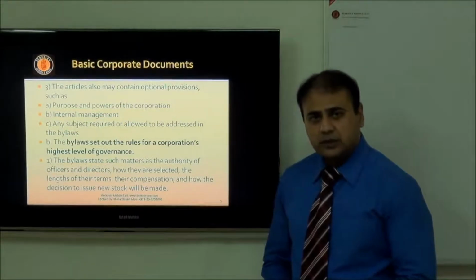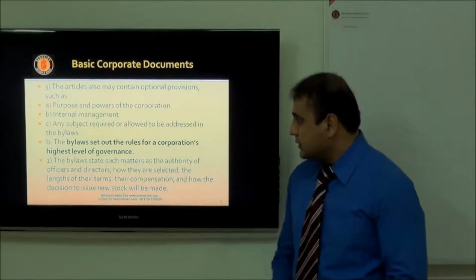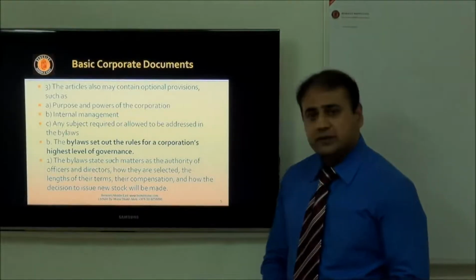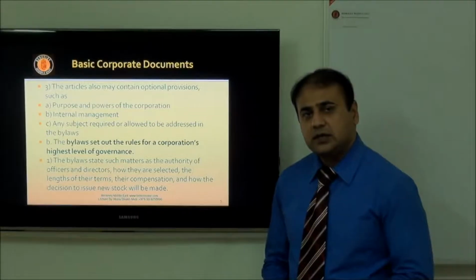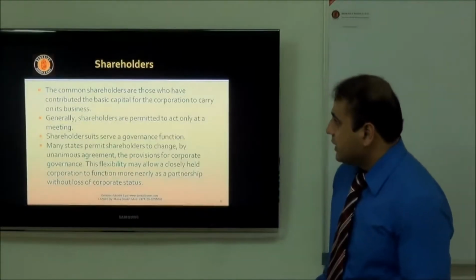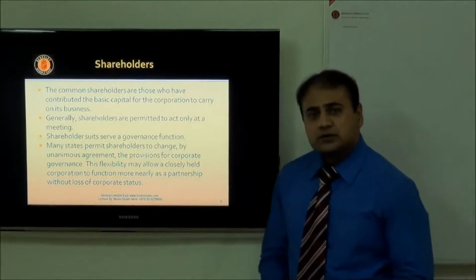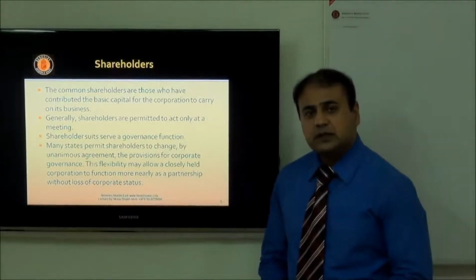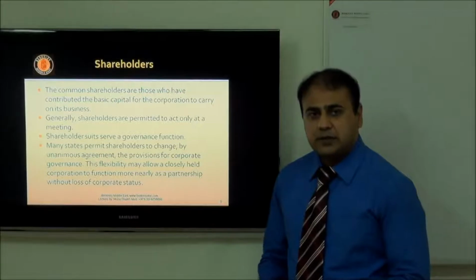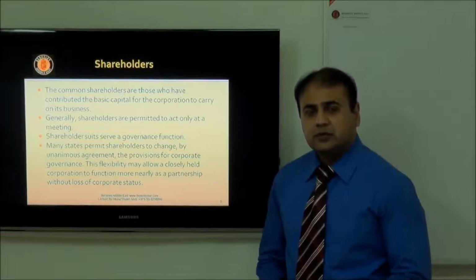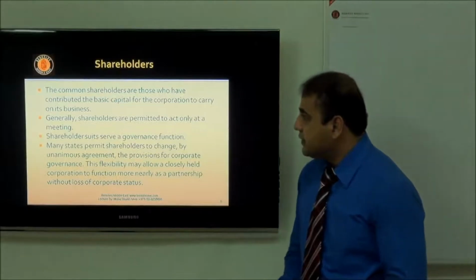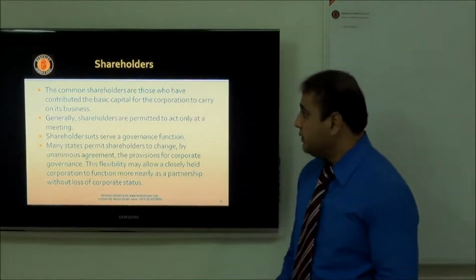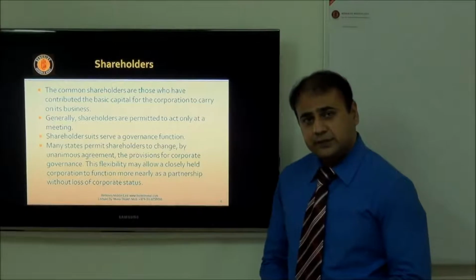What are bylaws? Bylaws set out the rules for a corporation, the highest level of governance, that is how the company will run, as set in the articles of association. Then shareholders are those people who have invested their money in the company; ideally or primarily these are the owners of the company who work through the board of directors, and the common shareholders are those who have contributed to the basic capital for the corporation to carry out its business.